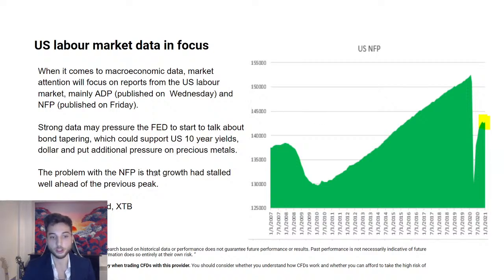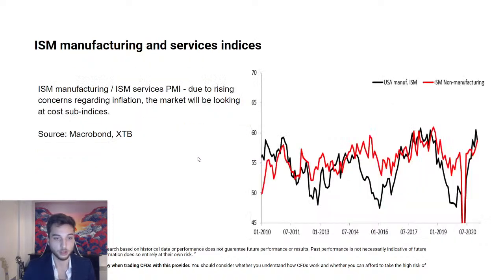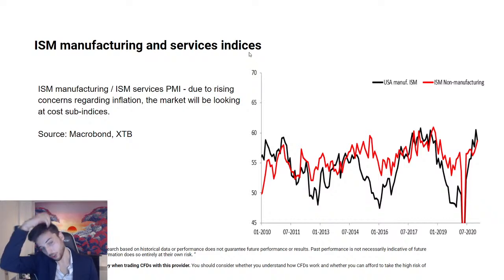The problem, as I said, with the NFP is that growth had stalled well ahead of the previous peak. The ISM manufacturing and service indices are the ones that I was kind of mentioning. ISM manufacturing and ISM services PMI are the indicators of prices. So due to rising concerns regarding inflation, the market will be looking at cost sub-indices. And this is because they show you the perspective of the consumer. Generally speaking, if prices rise, if certain things are happening in the economy, they can give you an indication of the overall health of the economy. As you can see, this is year by year again, a huge crash in 2020, and then a rebound towards the end of 2020 into 2021.